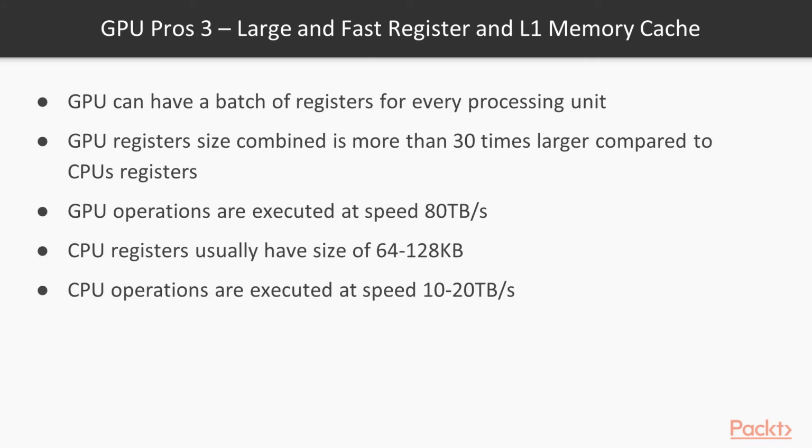The third pro is large and fast registers and L1 memory cache. The GPU can have a batch of registers for every processing unit. Also, the combined GPU register size is more than 30 times larger compared to CPU registers. Registers on the CPU are fast but small. Comparing, GPU operations are executed at a speed of 80 terabytes per second, and CPU operations are executed at a speed of 10 to 20 terabytes per second, so a threefold speedup. CPU registers usually have a size of 64 to 128 kilobytes, and the GPU is 30 times larger. That's why we have that faster execution speed.